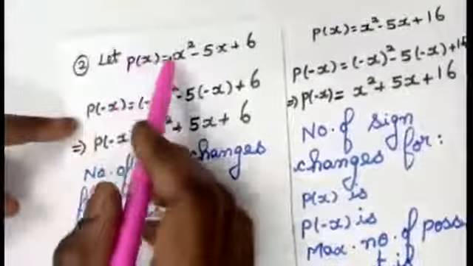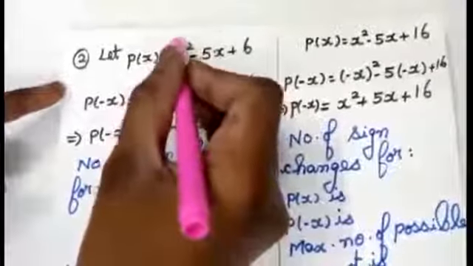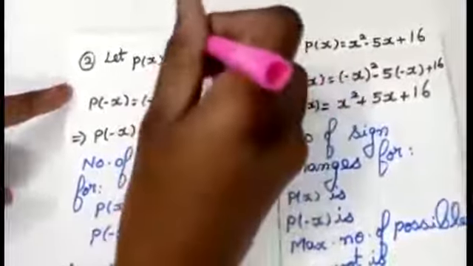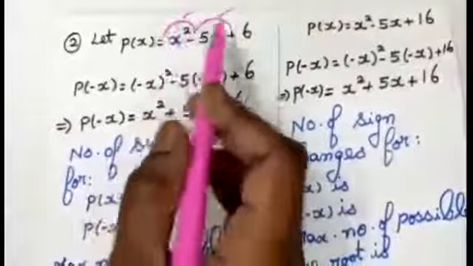If you see P of x, they have given you this question. First I am going to check the sign change. Positive to negative, negative to positive. So how many times is the sign changed? 2 times. 2 times the sign is getting changed.